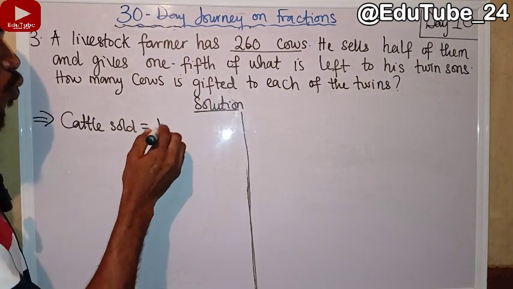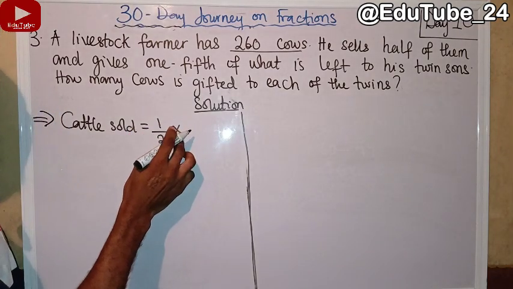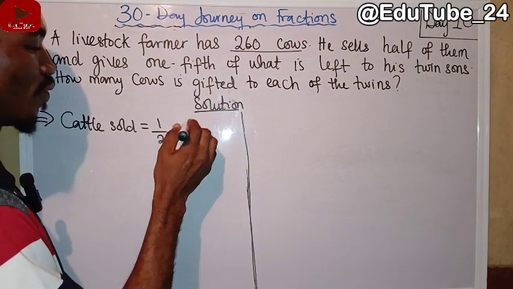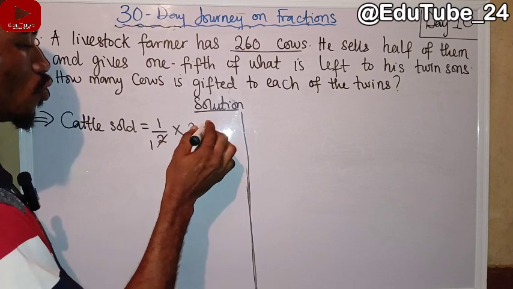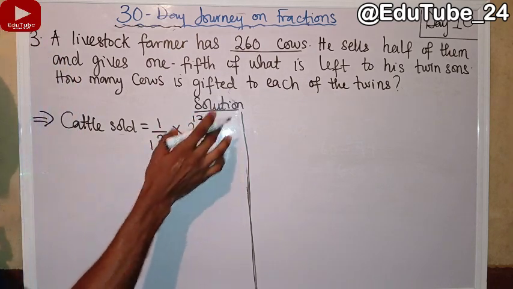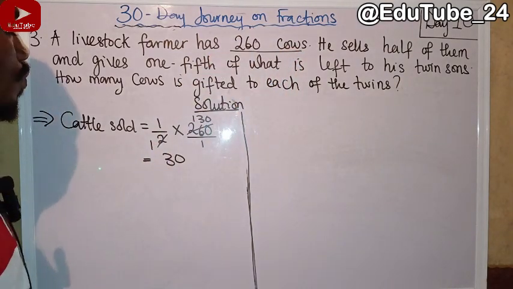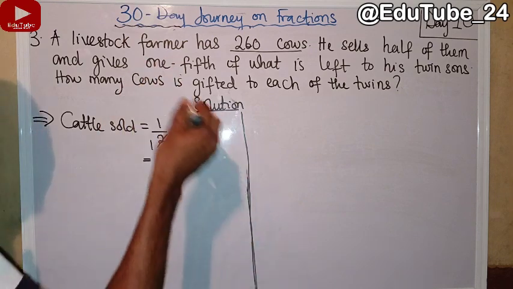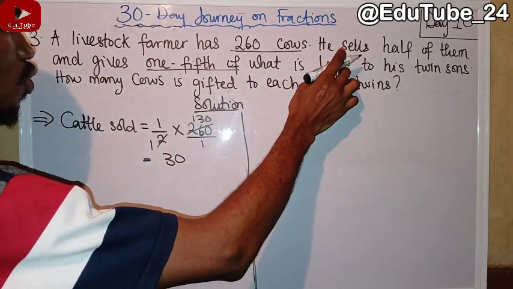Okay, half means 1/2. So half of what? Half will become times half of the 260 cows that the farmer has. So half of 260, and that will be 2 in 2 is 1, 2 in 6 is 3, 2 in 0 is 0. That is going to give us 130. So half of 260 cows is 130. Now, he sold 130 cows and then gives 1/5 of what is left. 1/5 of what is left. Take note of what is left.